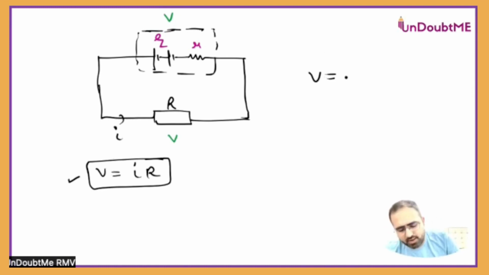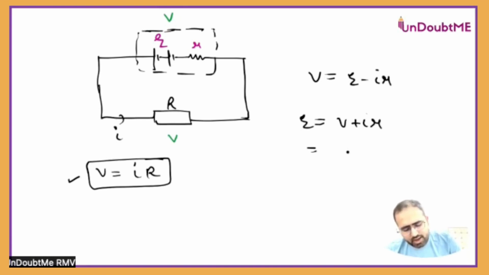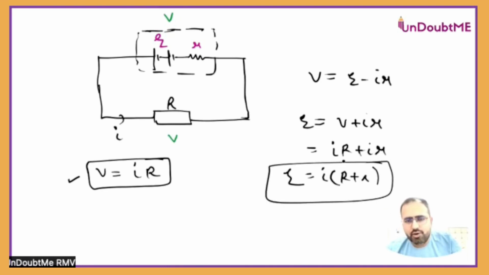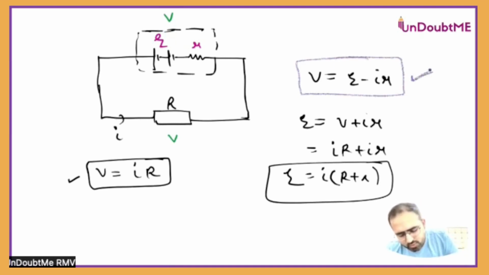If we go up to the battery, we'll write V is equal to E minus Ir, where this E is the EMF of the battery. So from here, EMF will be equal to V plus Ir. And if I replace V with IR, then I will finally get I common, R plus r, as the formula for EMF. Though it is a formula for EMF, this is not preferred. You should be able to understand this well.